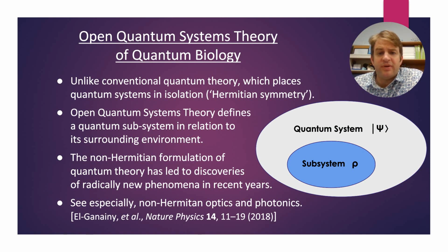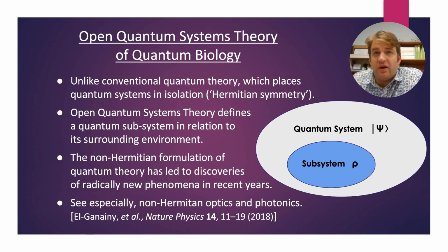Unlike conventional quantum theory, which places a quantum system in isolation, open quantum systems theory defines a quantum subsystem in relation to its surrounding environment. Now, this leads to violation of a standard symmetry of quantum mechanics known as Hermitian symmetry. And in some cases, the non-Hermitian formulation of quantum theory has led to discoveries of important new phenomena, even in recent years. And I've provided an example of a good review article you can take a look at, with some of the advances in non-Hermitian physics that have taken place recently.